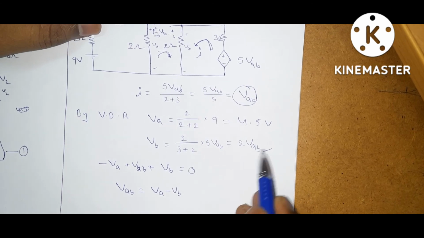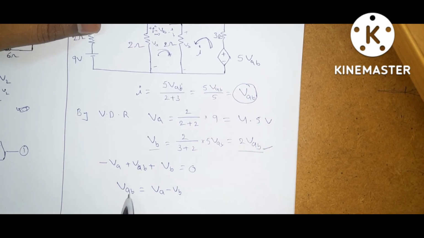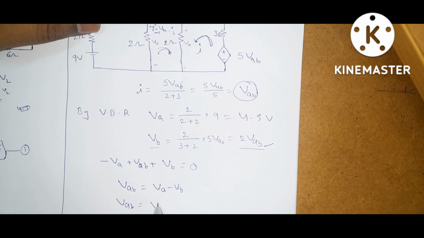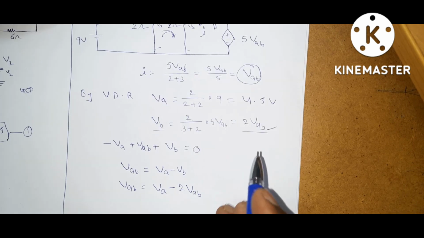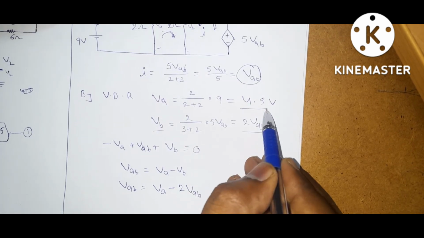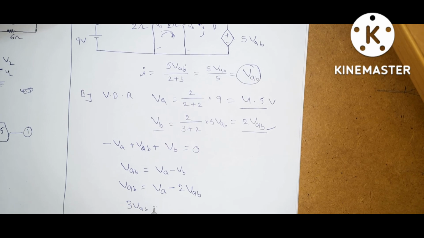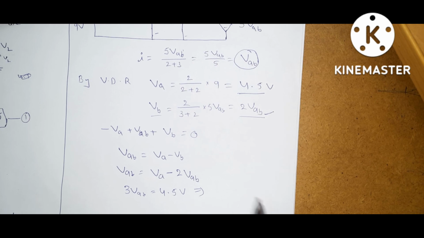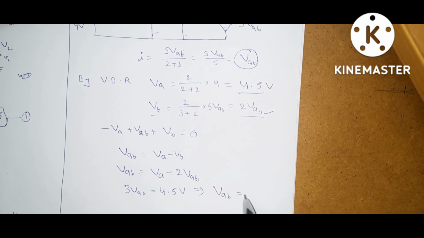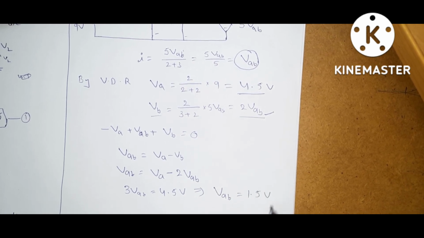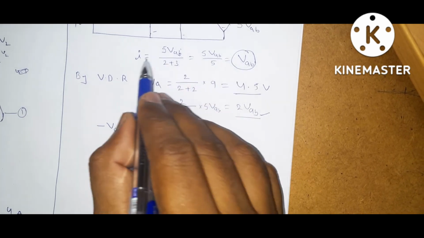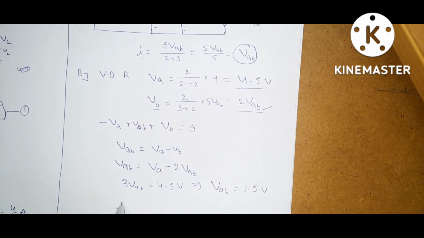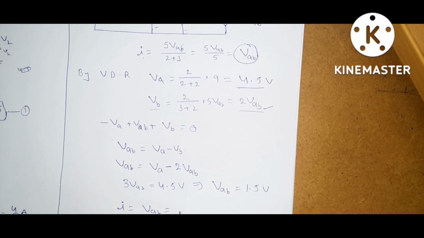From this expression, what is VB? VB is 2 VAB. So substitute here: VAB is equal to VA minus 2 VAB. We know that VA is 4.5 volts. So 3 VAB is equal to 4.5 volts. From this, VAB is equal to 1.5 volts. So we know that I is equal to VAB. So what is current now? I is equal to VAB, that is equal to 1.5 amps.